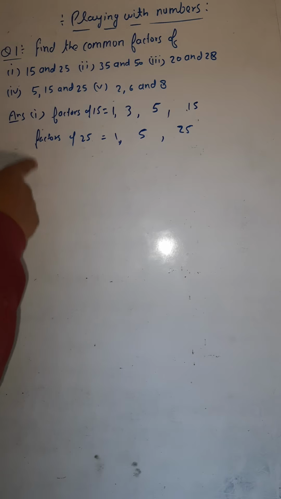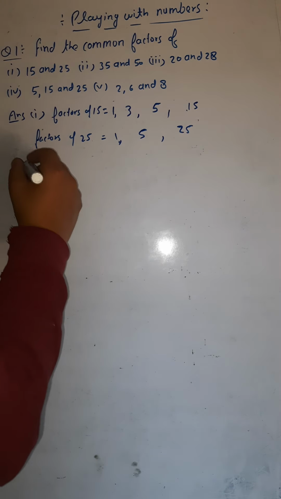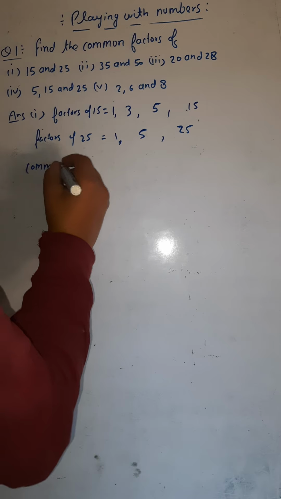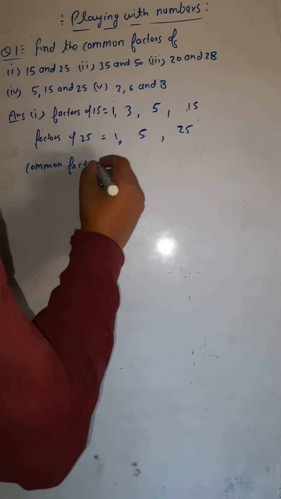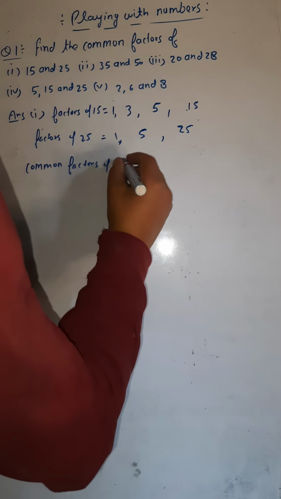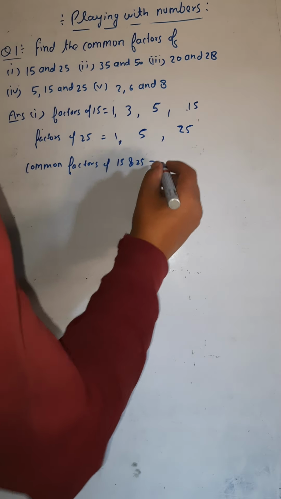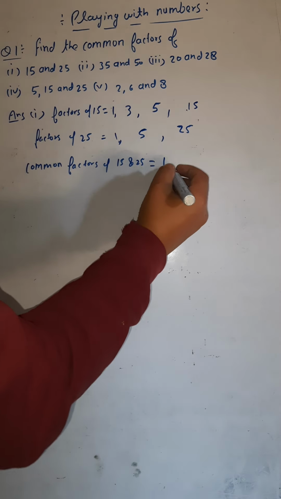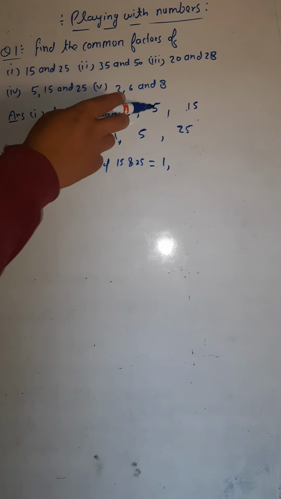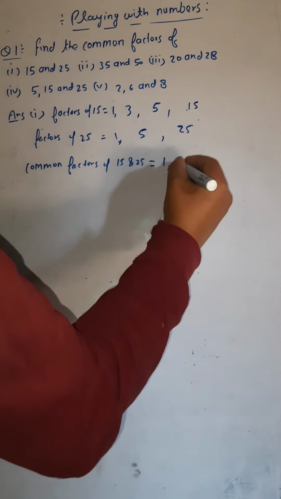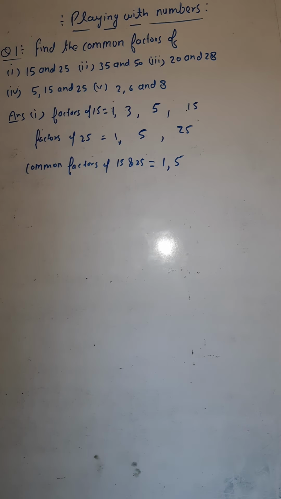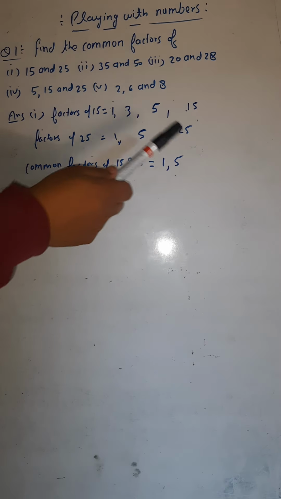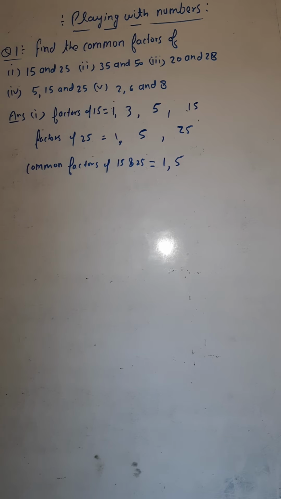Now we have to find out the common factors. What are the common factors of 15 and 25? First is 1. Look here, 1 is here also, so you should write 1. Next is 5, here also and here also, so 1 and 5. So these are the common factors of 15 and 25. Are you getting this? Just note this down.